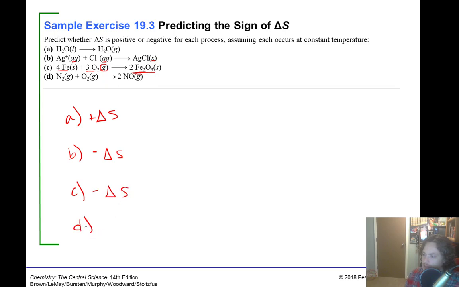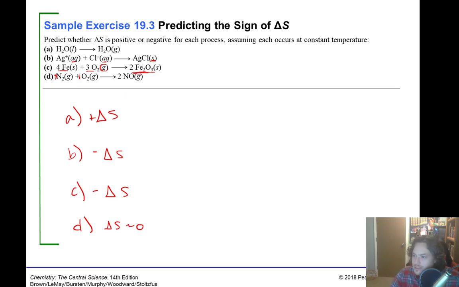All right, and then last one here, it says nitrogen plus oxygen yields 2NO. So here we've got gas going to a gas. Not only that, but there's one gas here and one gas here. 1 and 1 is 2. So I'd say this has a delta S pretty close to 0. Absolutely no change whatsoever. So I know that's not really, it says positive or negative, but I don't think it would really change as far as what we've learned thus far.